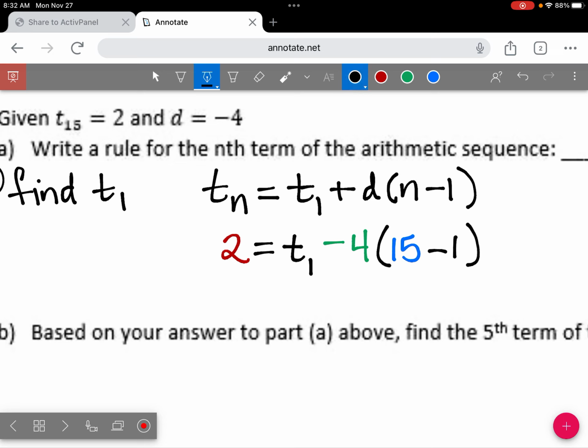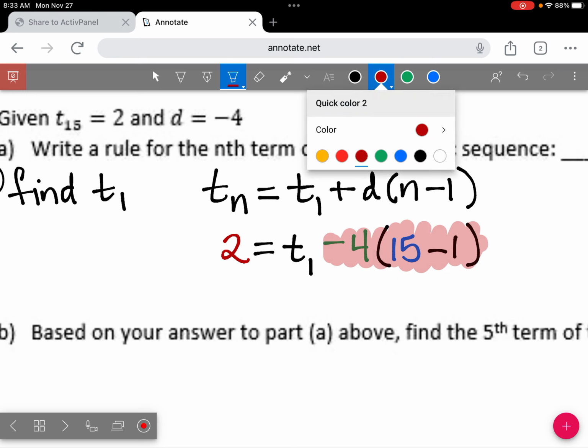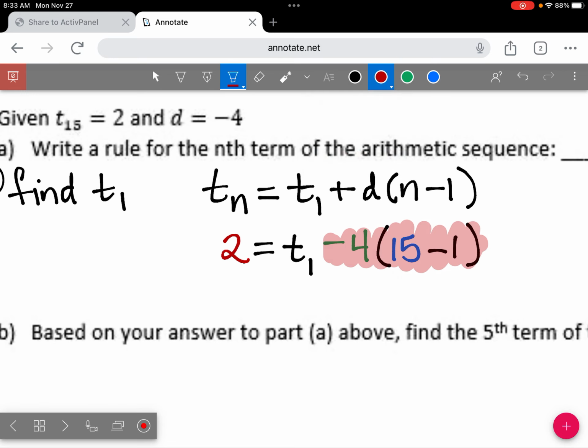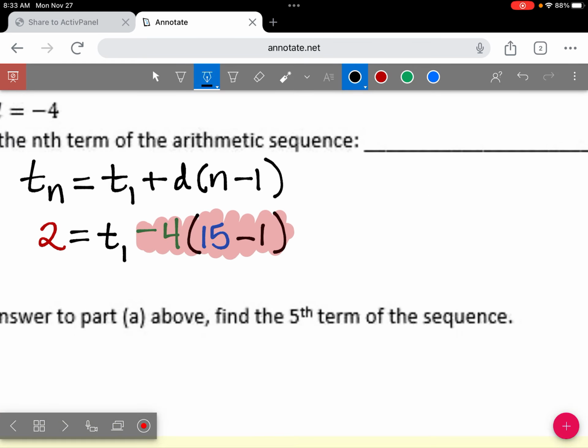Okay, so let's go ahead and type this in your calculator. This piece right here. What is -4 times 15 minus 1? So then, let me come over here. So then that'll give me 2 equals T1 minus 56.